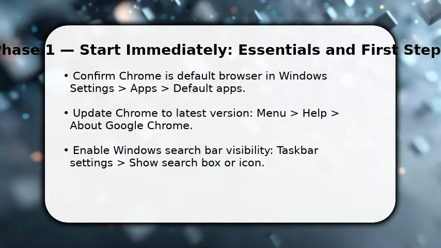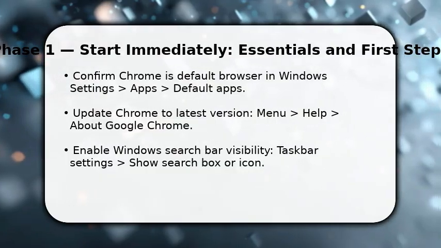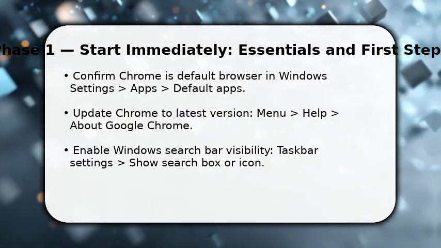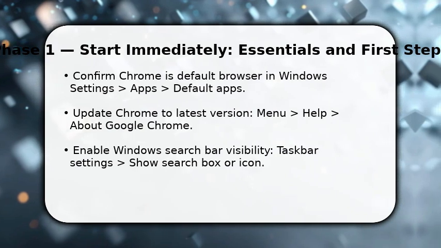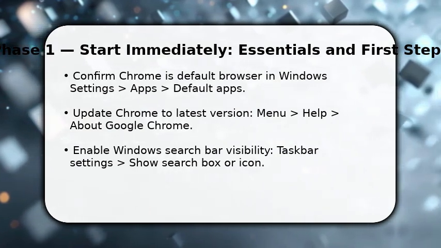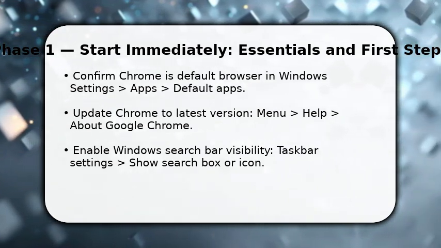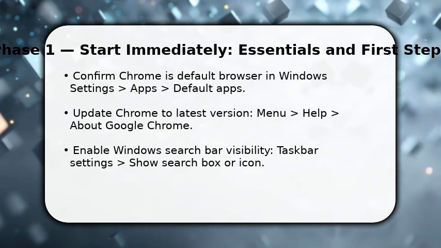You will first align Chrome and Windows so the search bar can call Chrome reliably. Open Windows settings and make Chrome the default browser. This ensures search results open in Chrome, not another app. Once done, update Chrome via Menu, Help, About Google Chrome so new features work correctly.